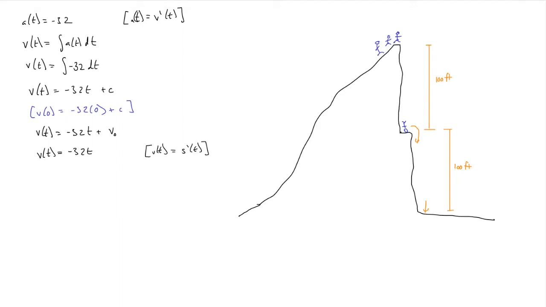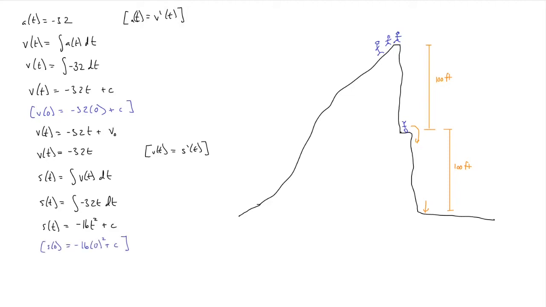And then if you recall, the velocity is the instantaneous rate of change of the position, and that makes the position the antiderivative of the velocity. And so in this case, we have that the position is the integral of negative 32t with respect to time. And that's an easy integral. We get that the position function is negative 16t squared plus some constant.